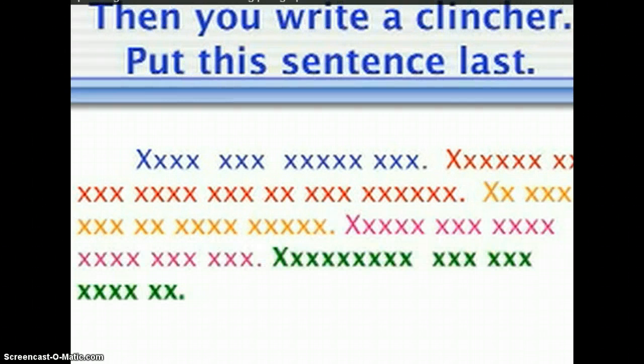Then you're going to add the clincher sentence, and that is a summary sentence, and you're going to put that at the end of the paragraph. And this is just as important as having an introductory sentence. And so these are things that I would expect you to have in your spatial paragraph.